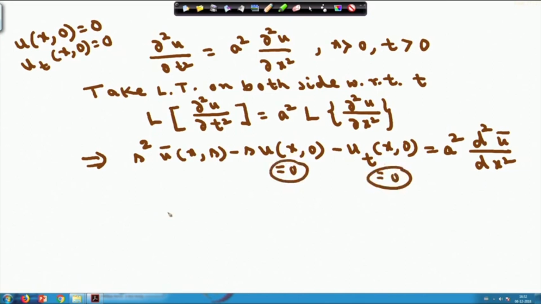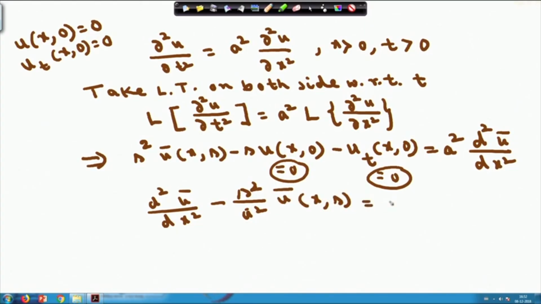So, that directly you can write down d square u bar by dx square minus, this will be s square will go on that side. So, s square by a square into u bar x s equals 0. So, this is a square, basically, s square by a square into u bar x s equals 0.